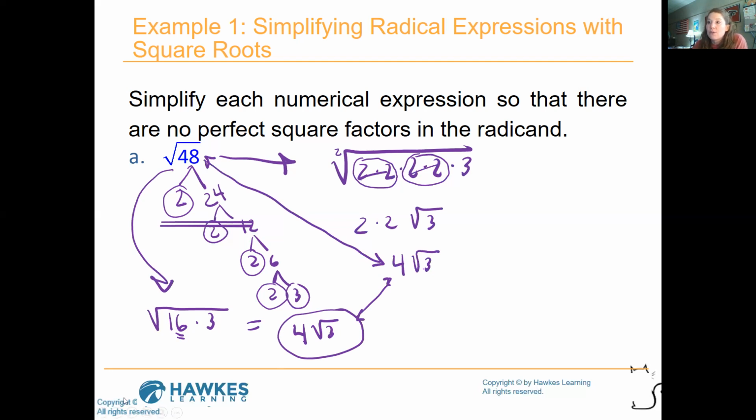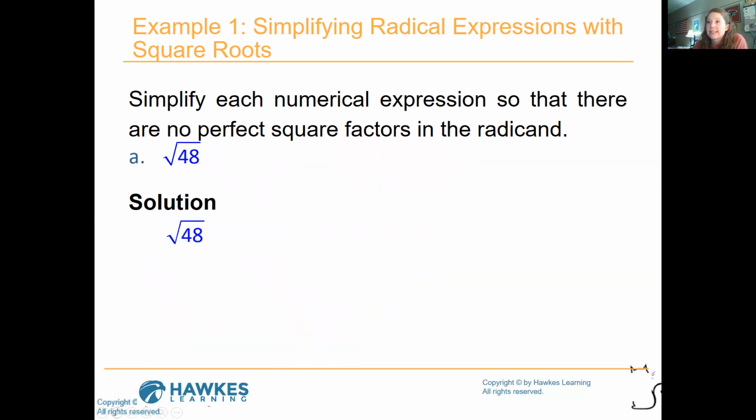So let's do a few more, until we got it. Just to let you guys see some of these, okay? So think of it as the biggest number that's a factor of 48, which is 16.